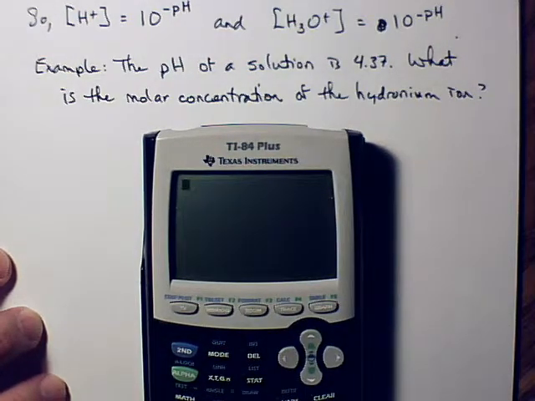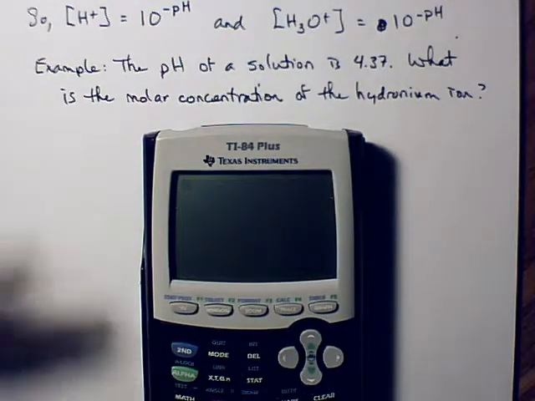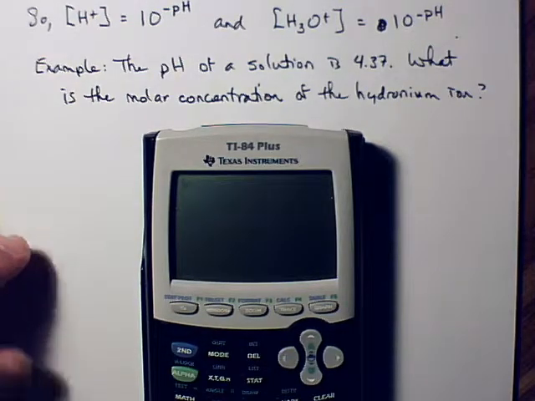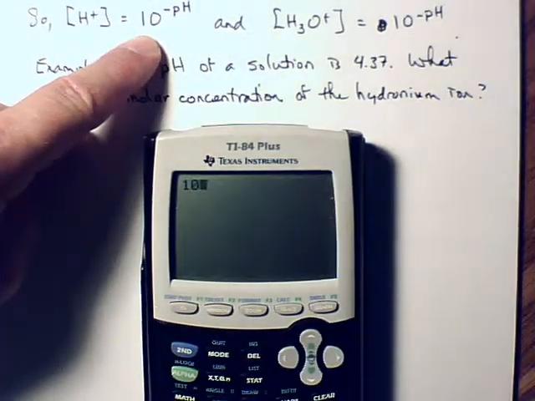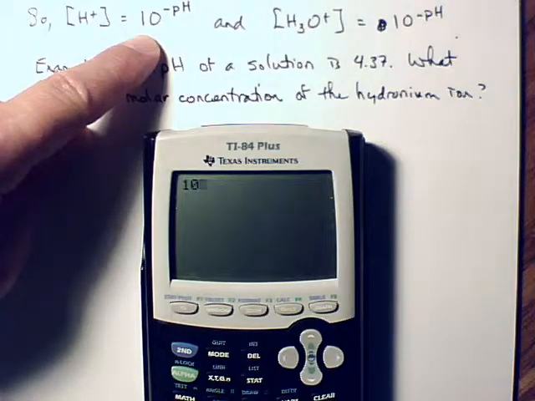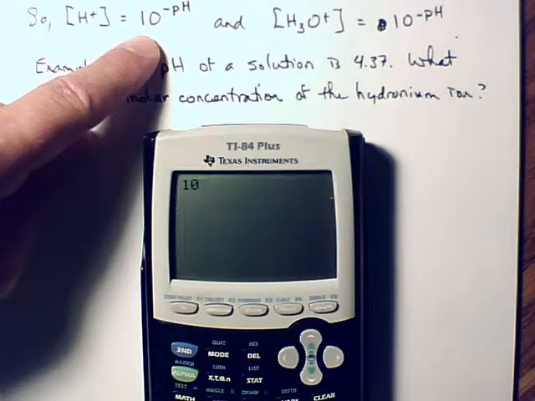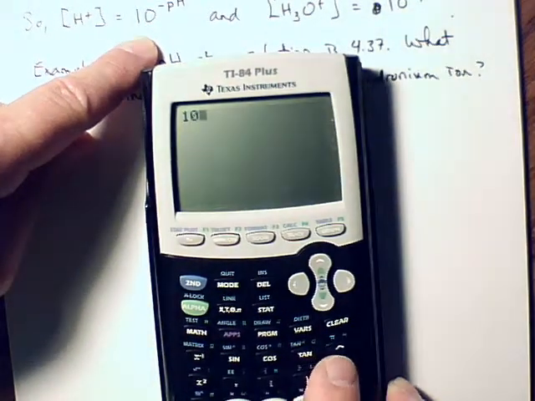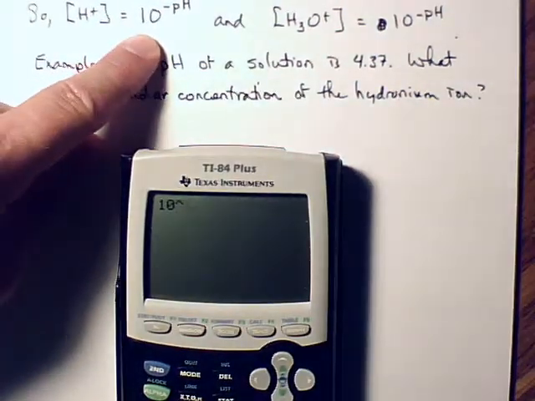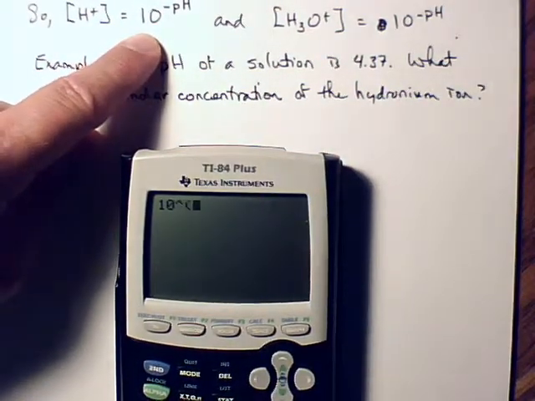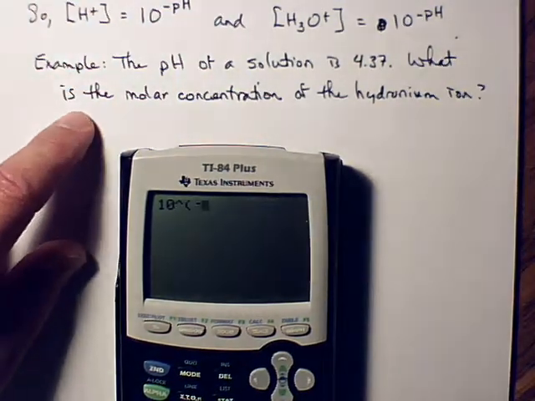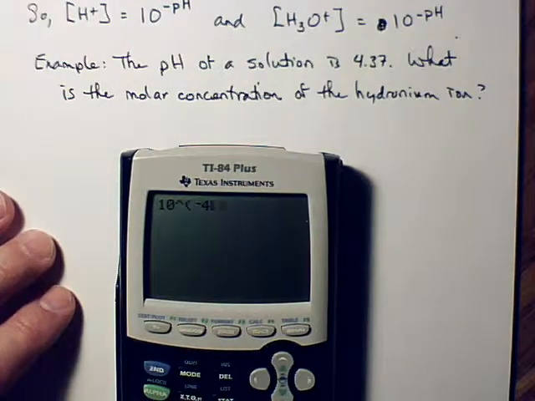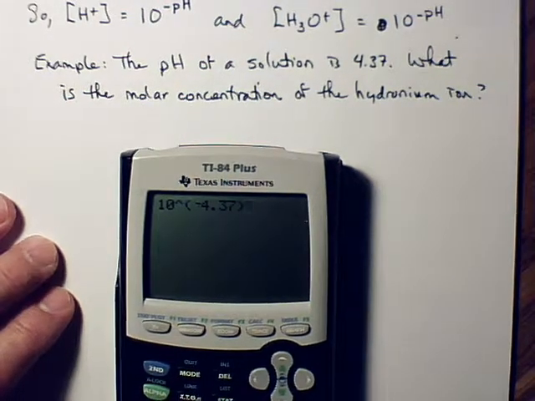All right, here's how I put it in my calculator, a little bit more expensive calculator. I need a base of 10. I'm going to use this up caret button right here. There's an up caret button. To make an exponent, I'm going to put the negative pH in parentheses. So I'm going to hit my change of sign button, and I'm going to put in the pH number 4.37 and close the parentheses.